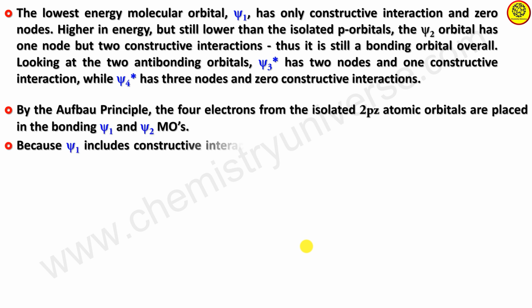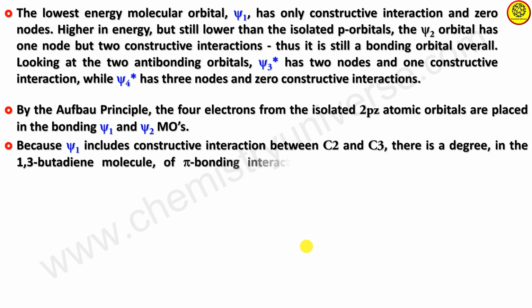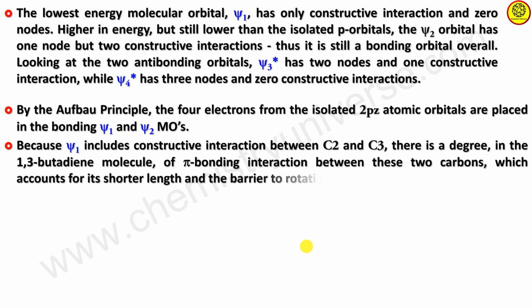Because Psi1 includes constructive interaction between C2 and C3, as I said, there is a degree in the 1,3-butadiene molecule of pi bonding interaction between these two atoms. But remember, this double bond character is more between C1, C2 and C3, C4, because in both MOs, Psi1 and Psi2, there was pi bonding between C1, C2 and C3, C4.